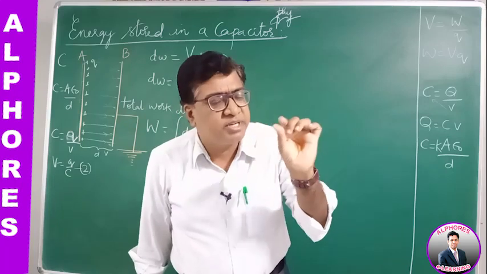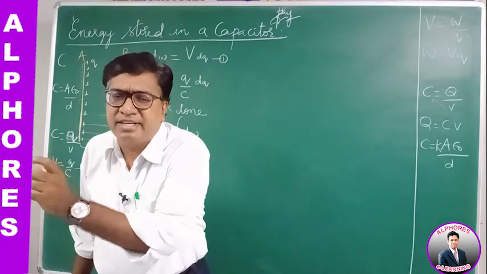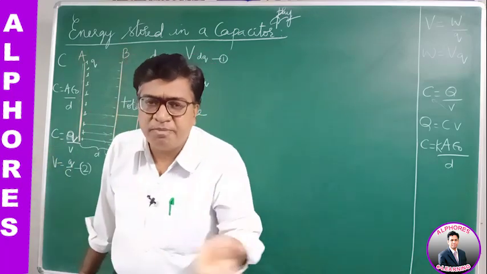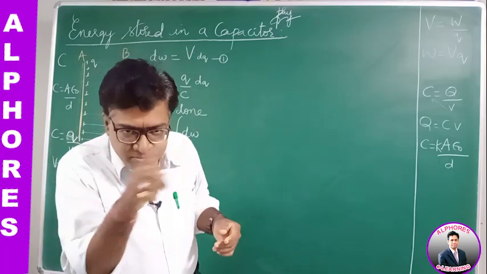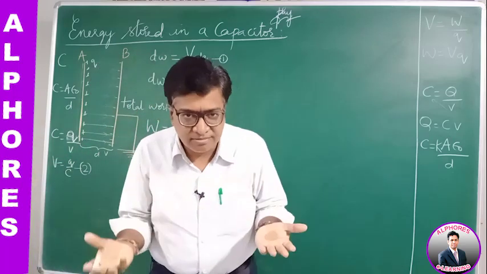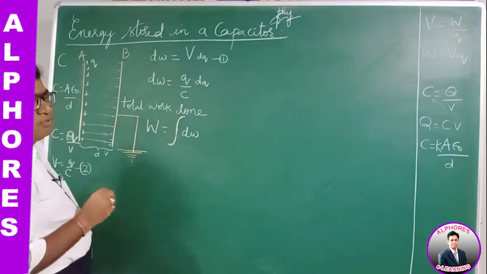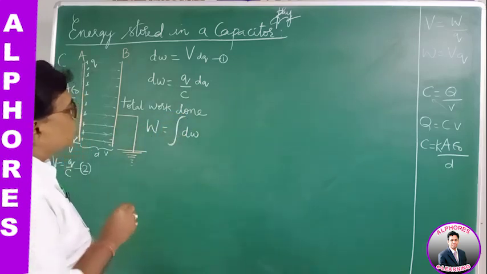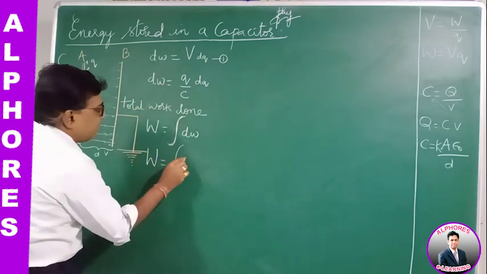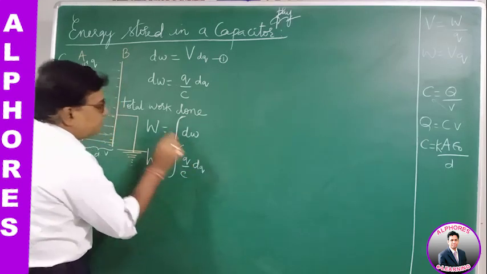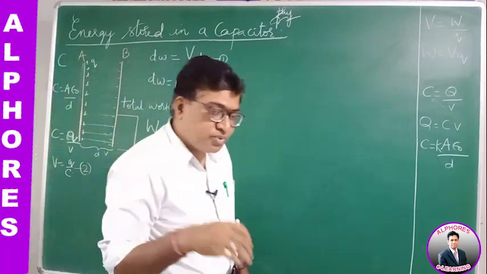For the first small charge it is dW1, dW2, dW3, dW4, and so on. For the last element it is dWn. The total is the algebraic sum. Work is a scalar, so I just add them. Sigma of all dW. The same thing in integral terms, I put it as integral. So the total work done is integral dW. So substituting this, the total work done in charging the capacitor is integral of q by C dq.